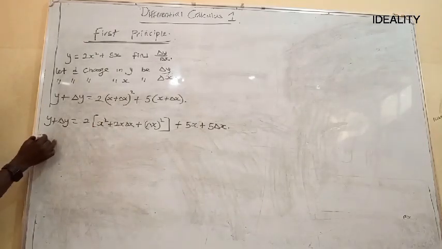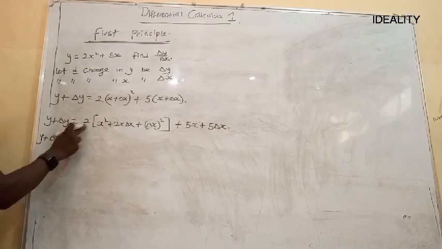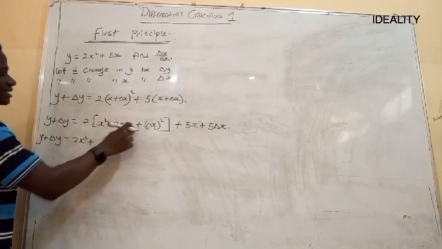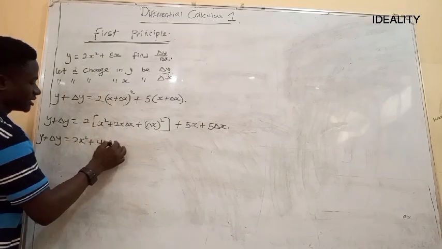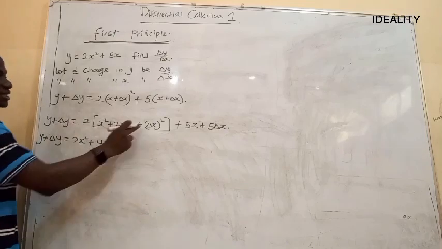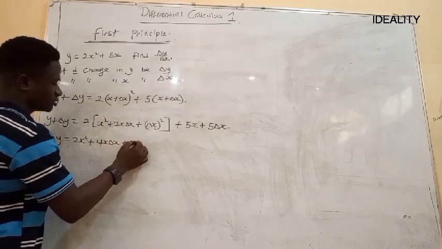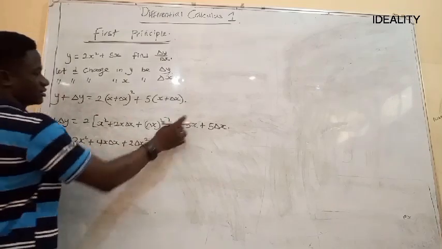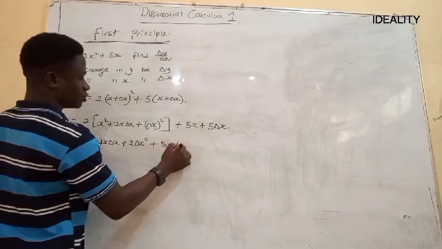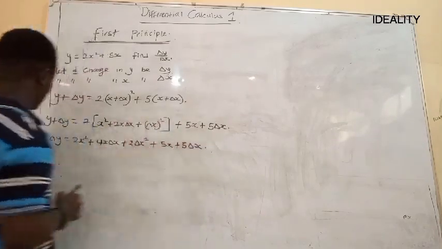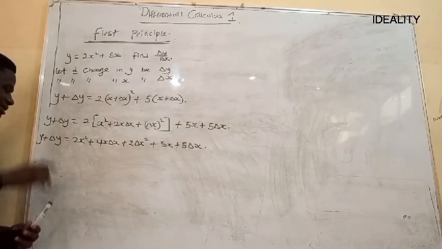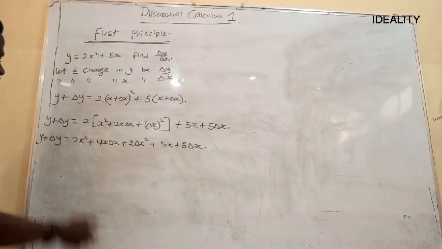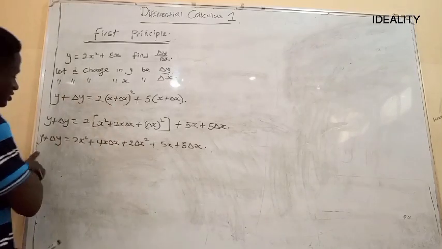So you have y plus theta y is equal to 2 times x squared. You have 2x squared plus 2 times 2x theta x, we have 4x theta x, plus 2 multiplied by theta x squared, that is 2 theta x squared. Right? Plus 5x plus 5 theta x. Now don't forget that the next thing is to bring this y to the other side. It's just a particular process or procedure that you must follow. You bring this y to the other side of the equation.